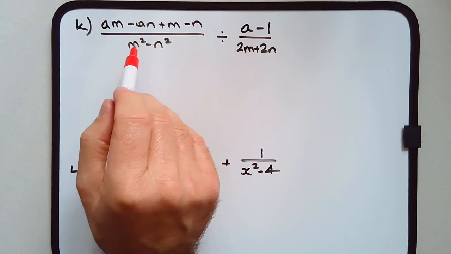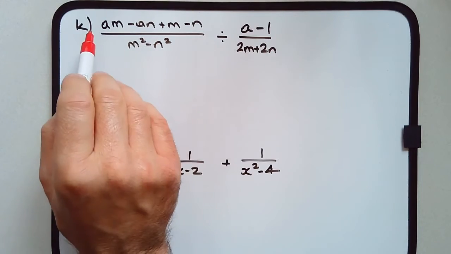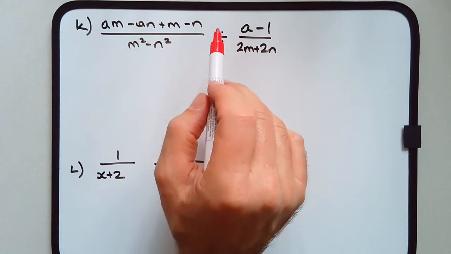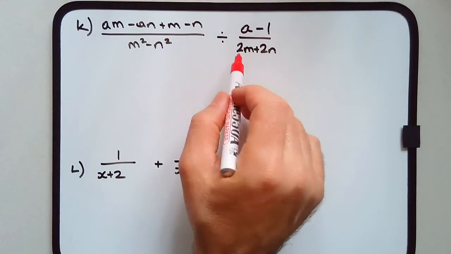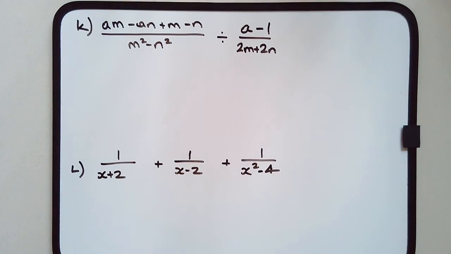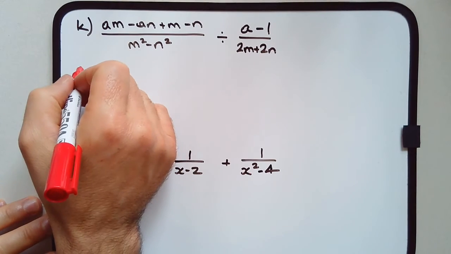Right, same sort of deal with part K. You can see there's a difference of 2 squares in the denominator. There's a quadrinomial in the numerator. There's a division which we've got to turn into a multiplication by flipping the second fraction. And there's a basic common factorization we can do in the denominator there. All right, so let's do this.